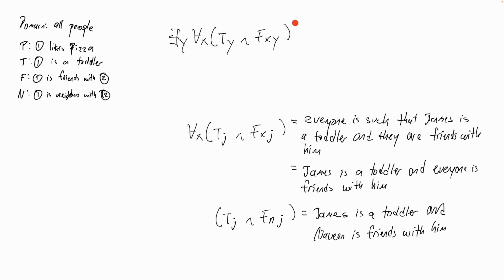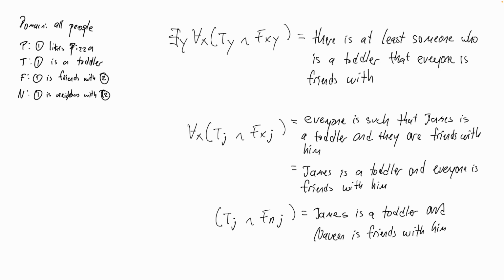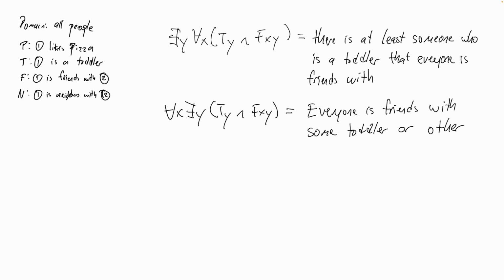Now, the formula there exists a y, such that for all x, ty and fxy, takes what the previous formula says about James, which is that he's a toddler that everyone is friends with, and it says that there's at least someone who is like James in that respect. So it says that there's at least someone who's a toddler that everyone is friends with. That's different from what the formula for all x, there is a y, such that ty and fxy says, which is that everyone is friends with some toddler or other.